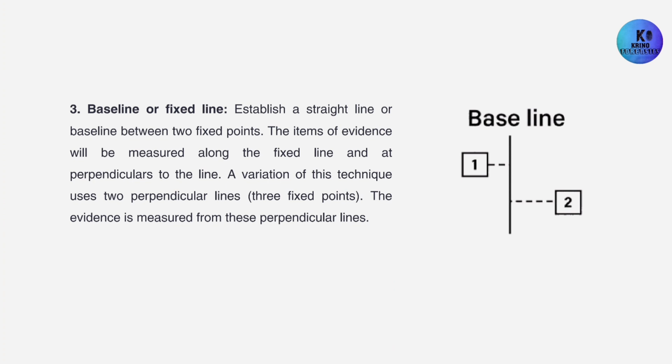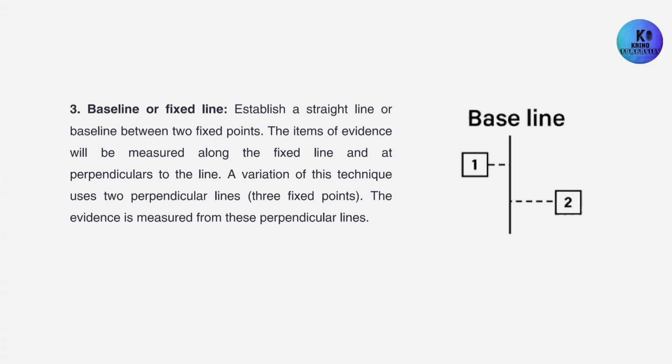Now, the baseline or X-line method. This method is very straightforward. First, you draw a straight baseline between two fixed reference points. This could be a wall or straight path. Once this baseline is established, you measure the perpendicular distance from the baseline to each item of the evidence.